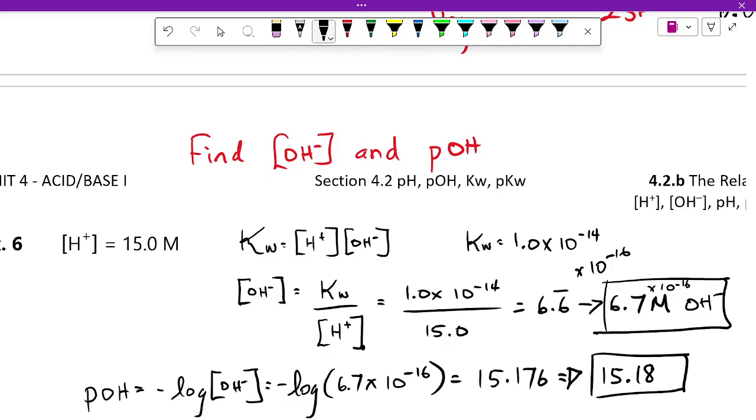Did I do it right? Sig figs. Whoops, what happened there? It went away. Is that good? Do we want to do example 7? No, we're good? All right, excellent.